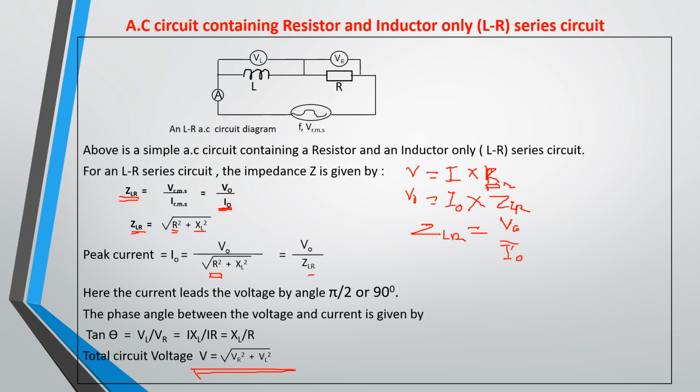Okay, so these equations, you have to be familiar with them. The peak current is equal to peak voltage over impedance, and then you have the total circuit voltage, which is equal to the square root of the sum of the squares of the voltage across the resistor plus the voltage across the inductor, right? So let's solve some problems so that you get a better understanding.